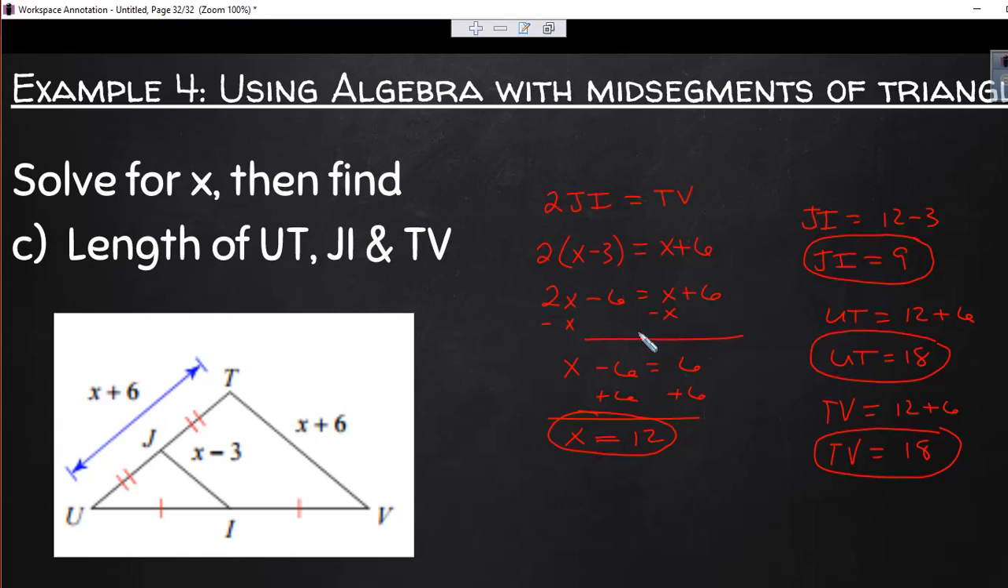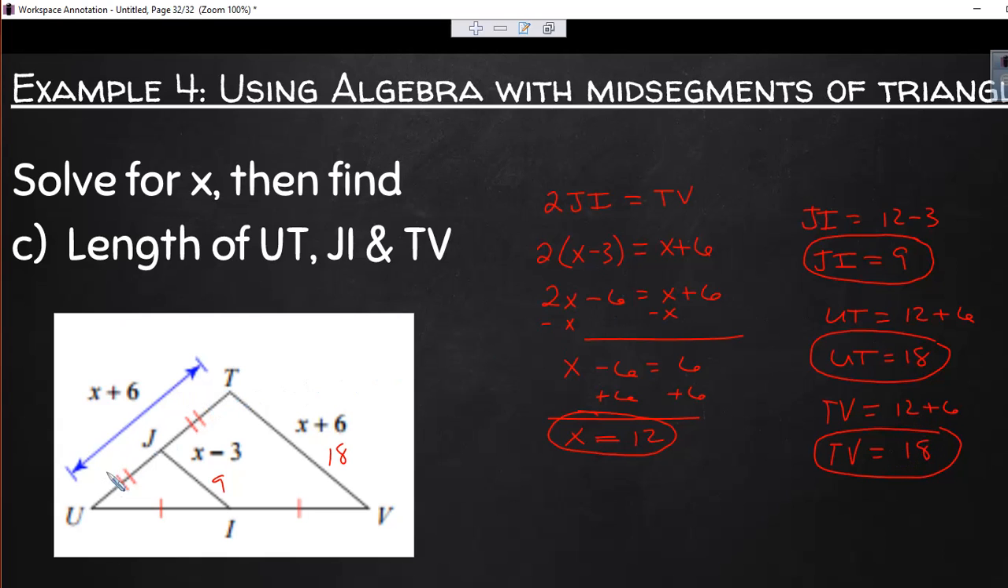All right, so as we look through here, we see that 2JI is equal to TV. Plug our expressions in, 2 times x minus 3 equals x plus 6. That gives us x equals 12. So now we go back and plug it in, we can find the length of JI, which is 12 minus 3, is 9. So if this is 9, that means this one should end up being 18. So we can plug that in there, and TV is going to be 12 plus 6, which is 18, that's correct.